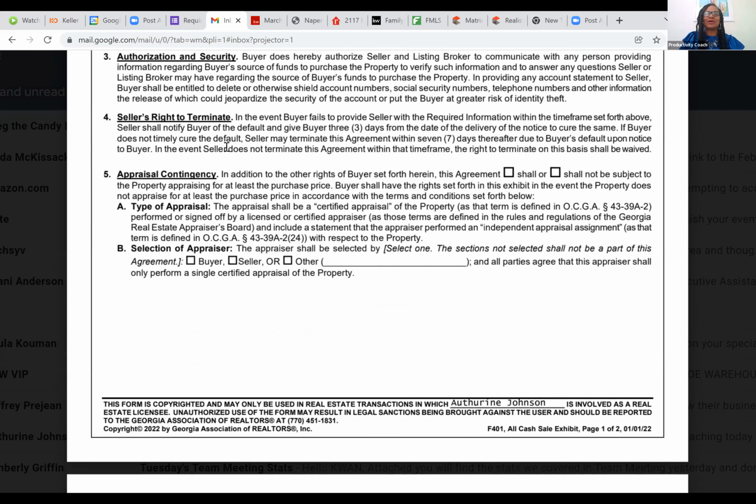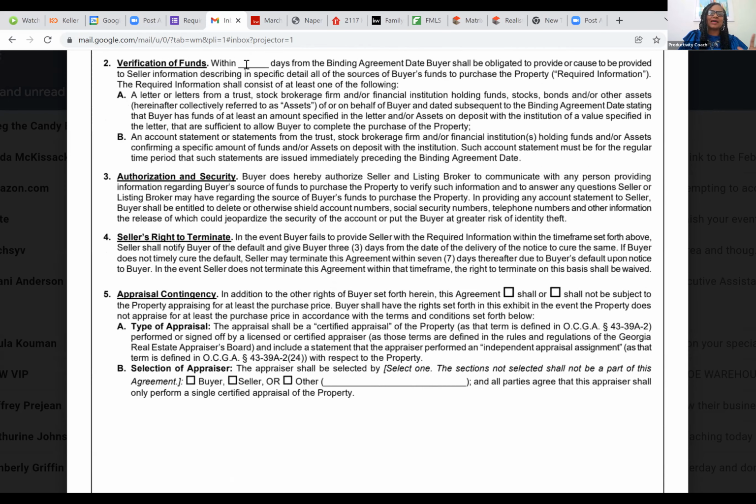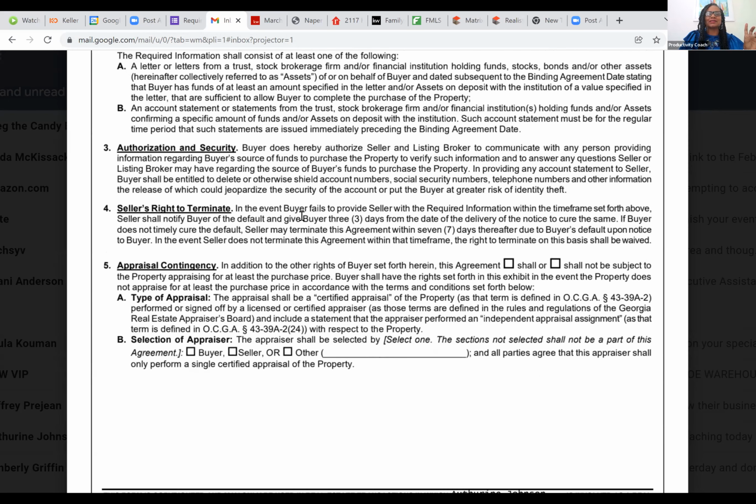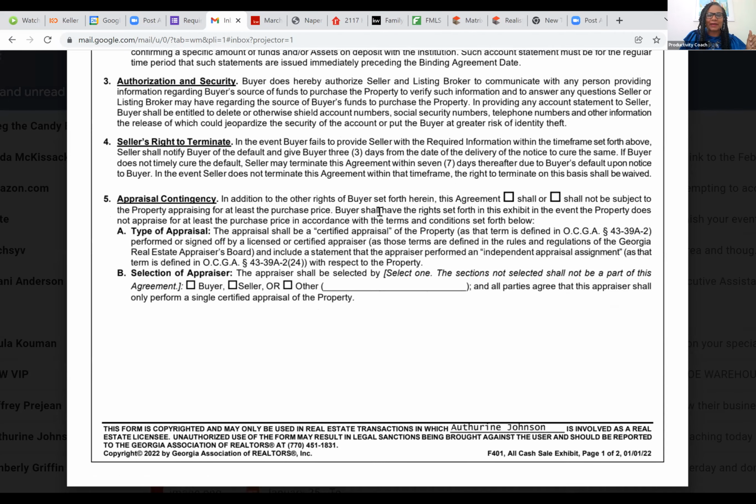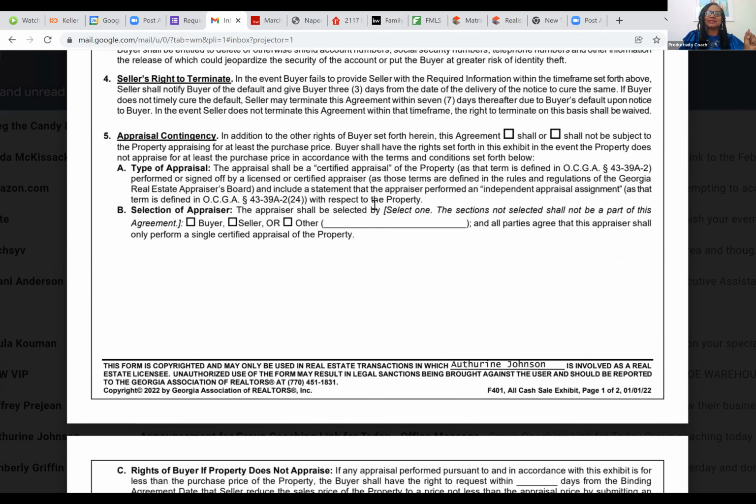So let's say I put a day here and I haven't sent it over. By the time we go on the contract and the seller has a better offer, they can terminate because of buyer default, and they may or may not give the buyer 3 days to cure the default. Okay. All right. Appraisal contingency. You have an option, shall or shall not be subject to the property appraising.